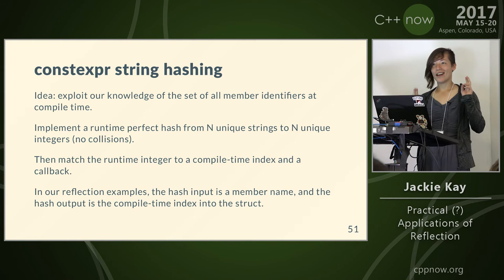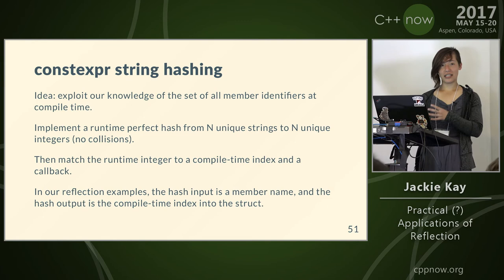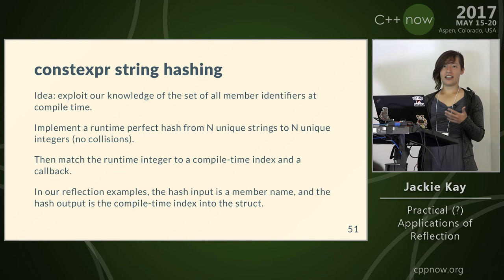So here's what would be really cool. What if we could implement a perfect hash from our set of strings to unique integers, and then use those unique integers to index into our type at compile time? The runtime to compile time matching has been looked at before for implementing std::variant, but that is essentially looking at integers, because the active type of a variant is represented as an integer. So how do we do this for strings?